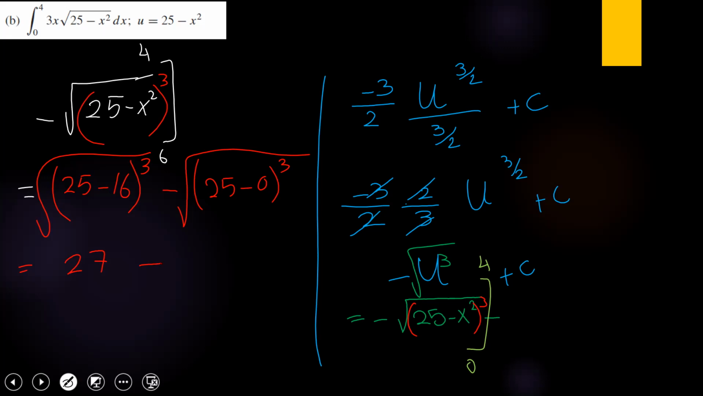which is 15,625, under square root, you will find that it is 125. And here, I'm sorry, I forgot to write the minus sign. So 27 minus 125, which is negative 92, minus negative, you will have 98. You will have that the integration of 0 to 4 for 3x times square root of 25 minus x squared is 98.